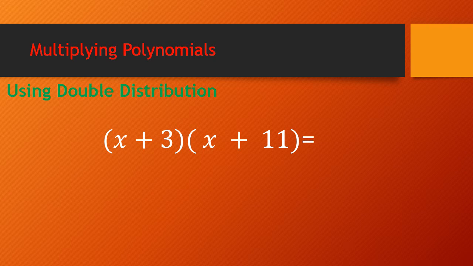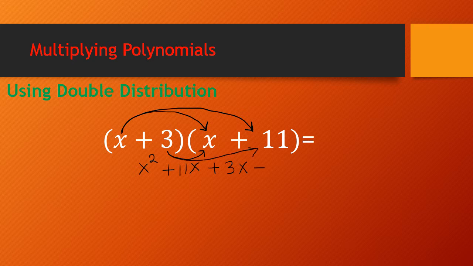The first distribution starts with multiplying x by x to get x squared, x by 11 to get 11x, and then the second distribution, 3 times x to get 3x, and 3 times 11 to get 33.